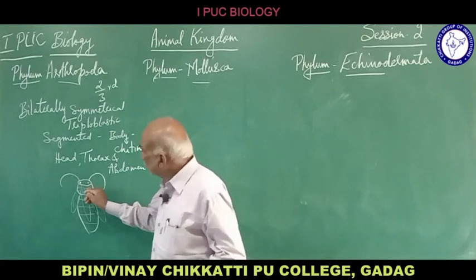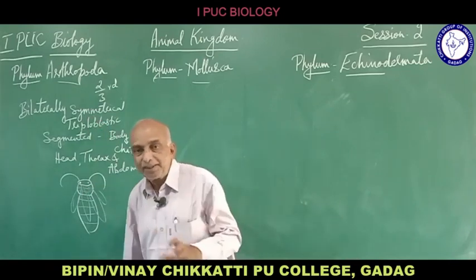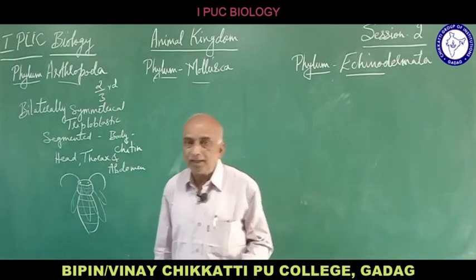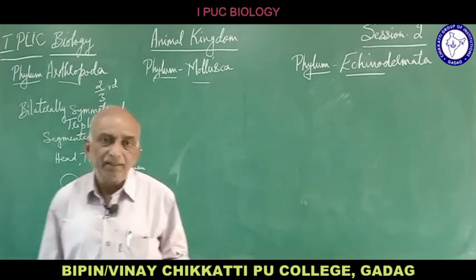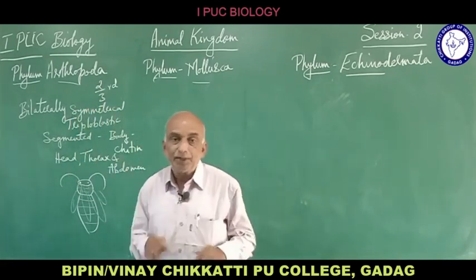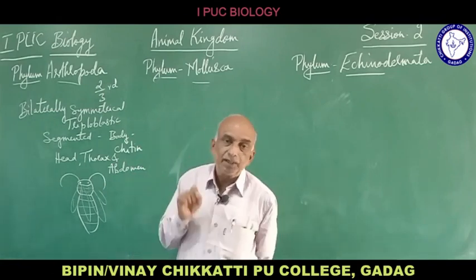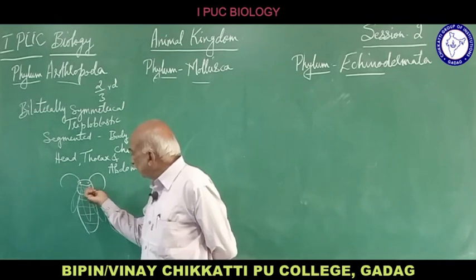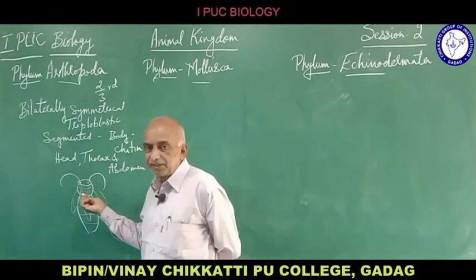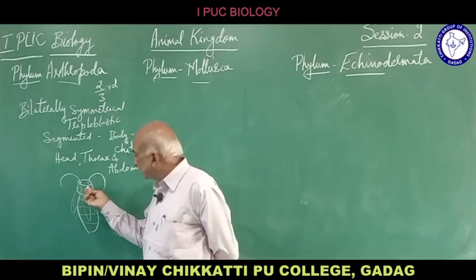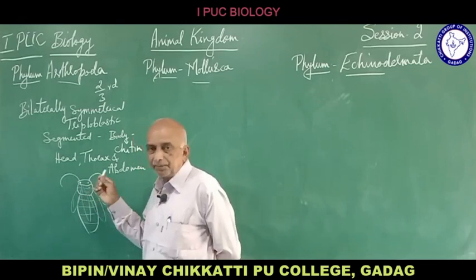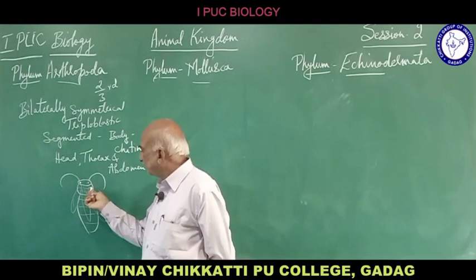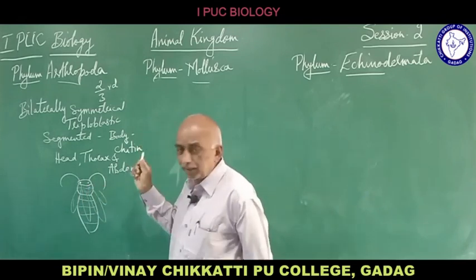So that is why Arthropoda. Arthro means joint, poda means feet, like pseudopodia. So poda means feet, arthro means joint. So jointed feet, jointed-footed animals, they are commonly called. These appendages which are originating from the thorax region are jointed in nature. So that is why these are called Arthropoda.